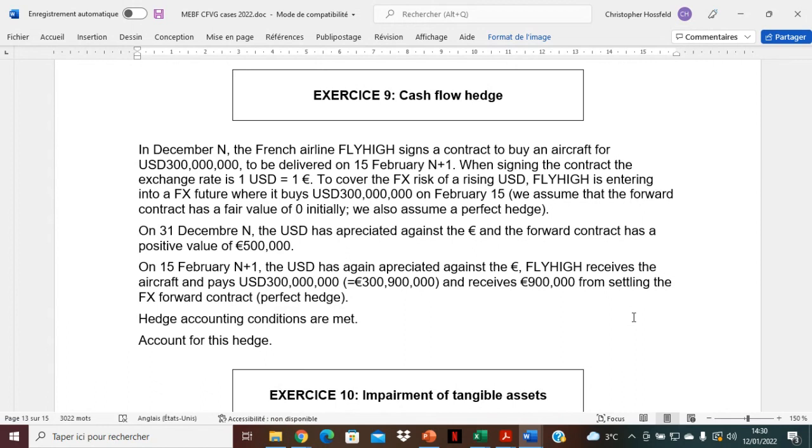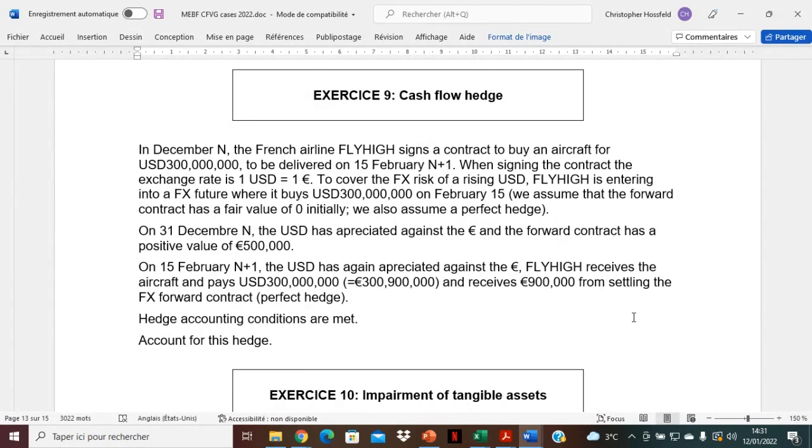And to cover the foreign exchange risk of a rising US dollar, Flyhigh is entering into a foreign exchange future, so a currency future, where it buys $300 million on February 15. And we assume that the forward contract has a fair value of 0 initially. We also assume a perfect hedge. And obviously, in our hedge, that means we buy the $300 million, and we pay for this 300 million euros, which is the current exchange rate.